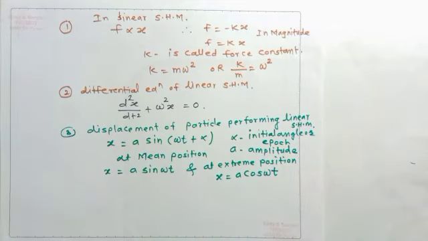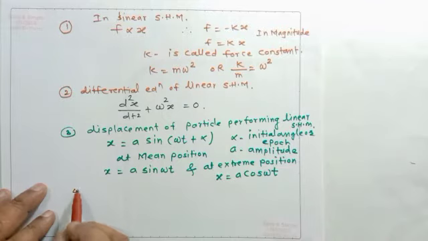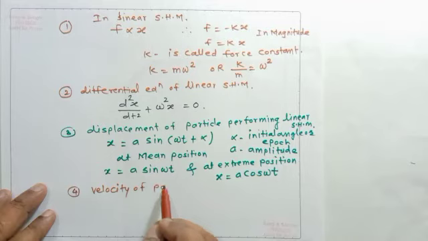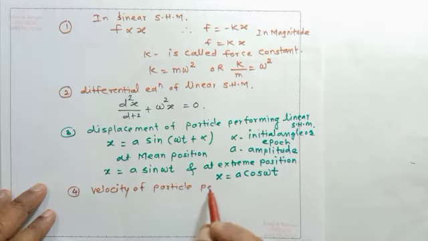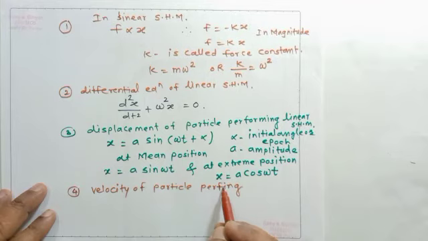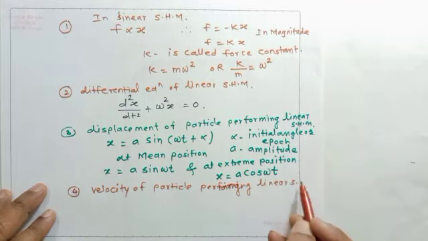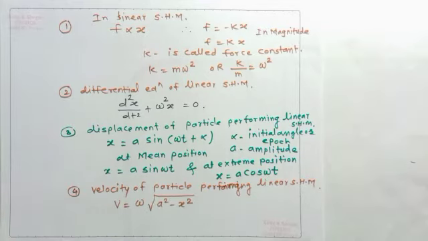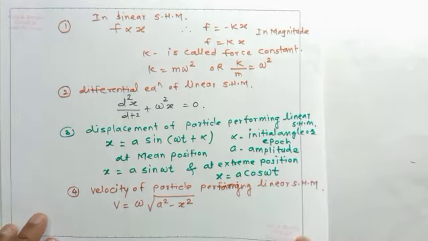The fourth formula will be seen: the velocity of a particle performing linear SHM. See here, v is equal to omega times the square root of a square minus x square. Using these formulas, we can solve some examples from the chapter Oscillation.